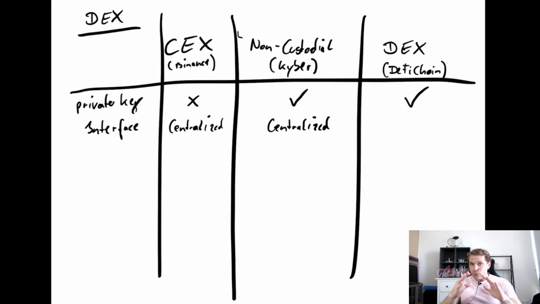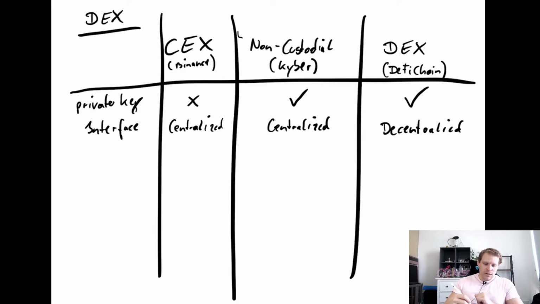And on a true DEX, for example on DefiChain, you have your own wallet. You download this, it's completely open source, you have access yourself, you control the private key yourself, everything is there. So it's completely decentralized. There's no one controlling this.